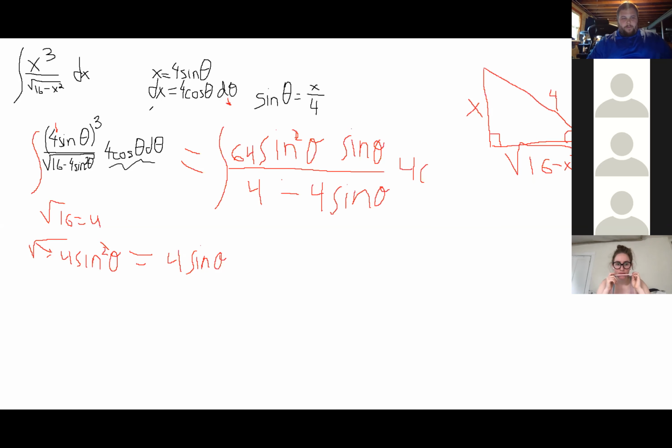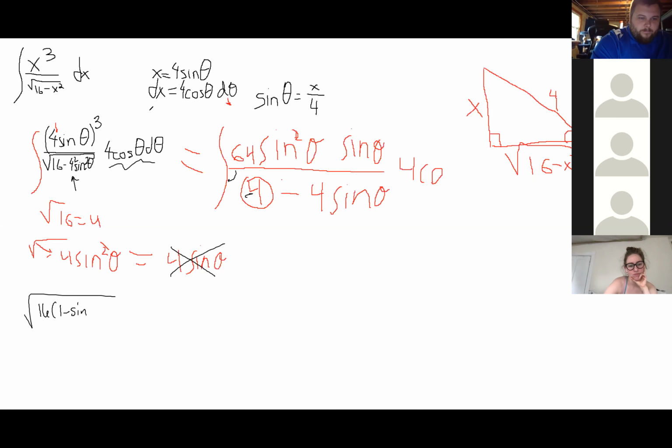All right, so 16. Hmm? This here again. This 4 should have been squared. Which this one? Right here. Okay. So that'll be... you don't get this out of it, right? It would be the square root of 16 sine squared theta. Okay.